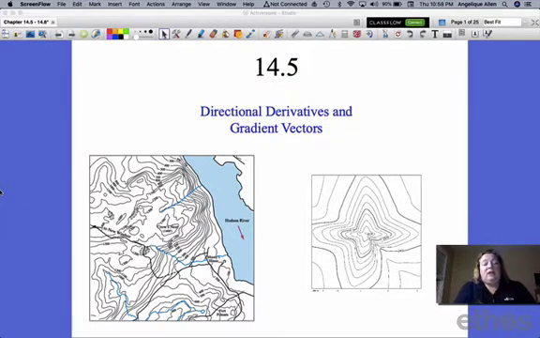So I want you to take a look at these two maps. These are contour maps, or elevation maps as you might have heard them called, that describe the shape of a geographical area so that you can tell where the hills are and where things are steep and where rivers flow. I want you to take a look at this one on the left here.